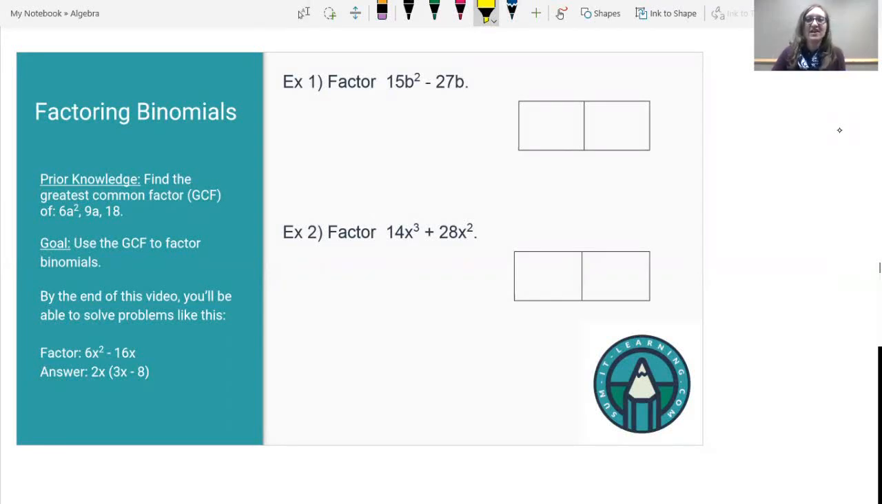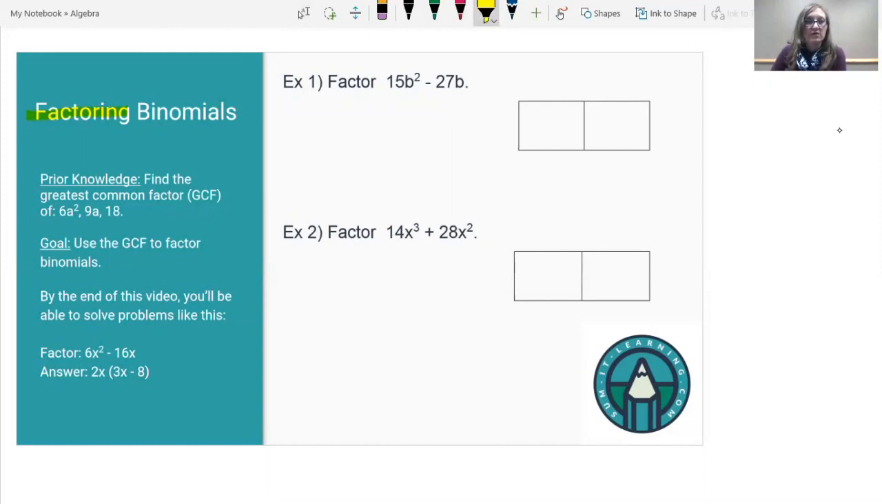Hello, mathematician. Today we're going to use the F word. What word is that, you might be wondering? Well, that word is factoring, everybody's favorite F word. So today we're going to be factoring binomials, which means that there are two terms. So as we look at both the examples, we just have two terms that we're looking at.